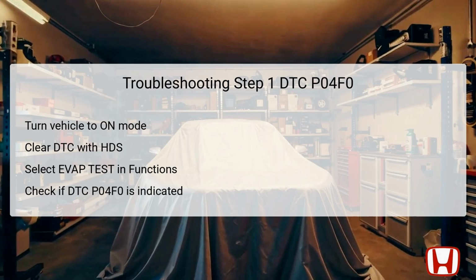Once the DTC is cleared, it is essential to conduct a functional test of the EVAP system through the HDS by selecting the EVAP test option. After the test, check if DTC P04F0 is re-indicated. If it does reappear, this signifies that the initial issue is still present, confirming that you have duplicated the failure. If not, it may be an intermittent failure, hinting at potential loose connections or faulty terminals that need further inspection.